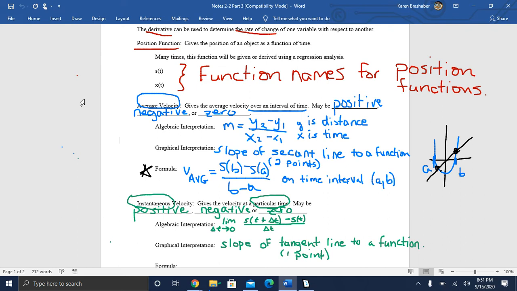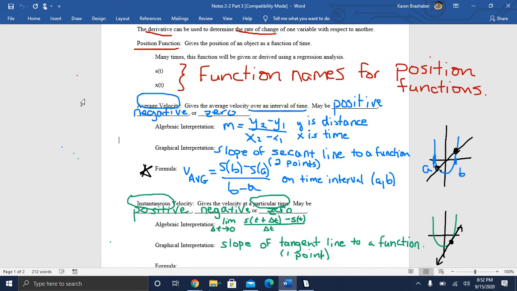The graphical interpretation is that you have the slope of the tangent line to a graph of a function. So rather than needing two points, you could actually just find the tangent line, going through one point and using that one point to calculate the slope of the tangent line.